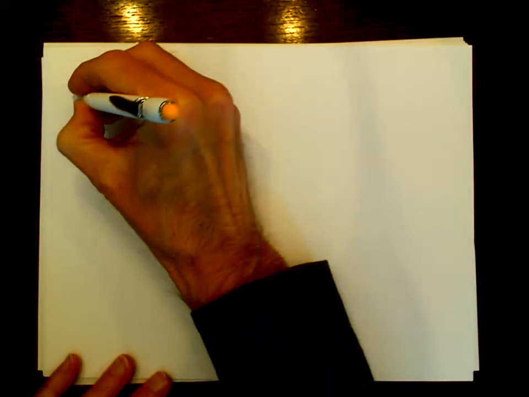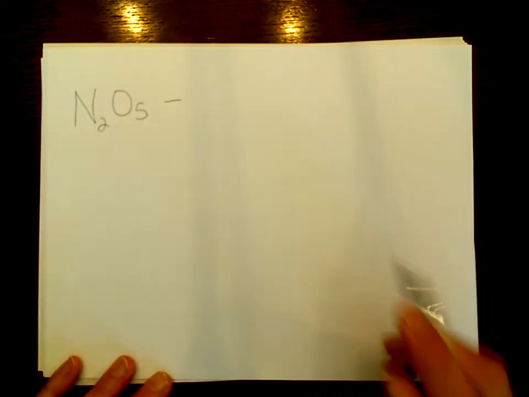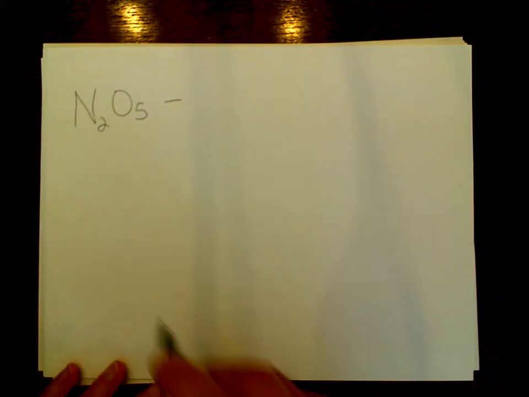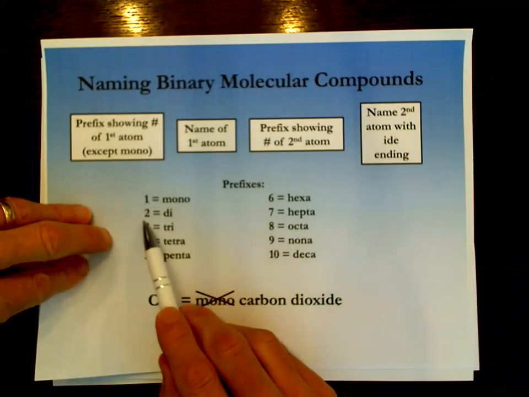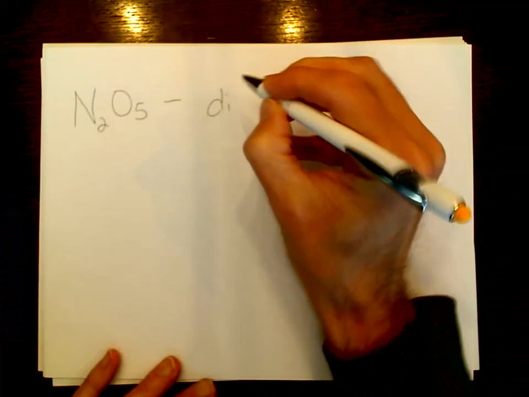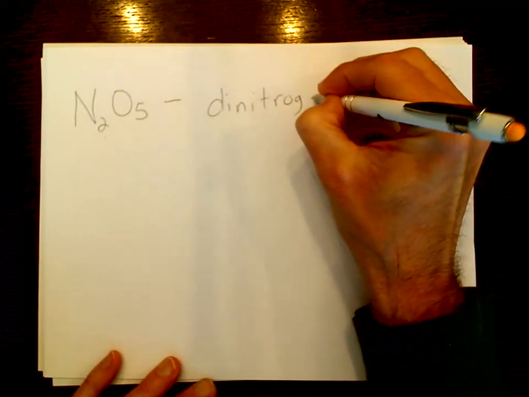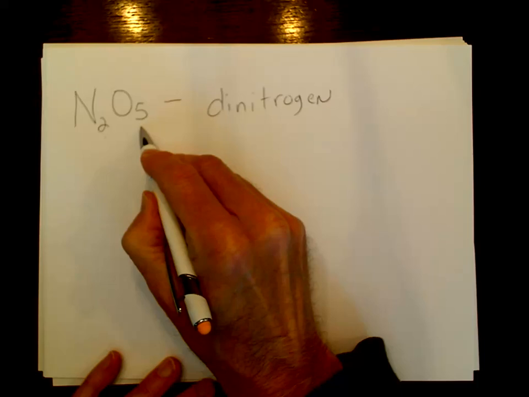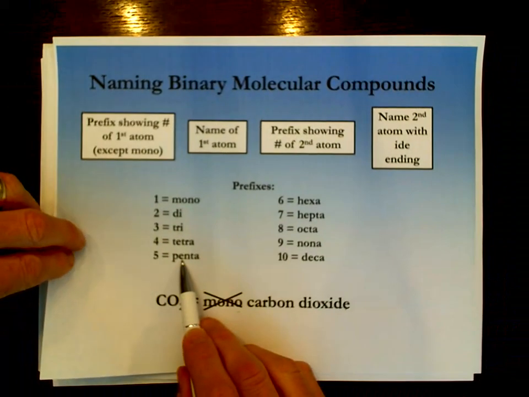Let's do a few more here. We're going to try N2O5. How are we going to name that one? Well, what's the prefix showing the number of the first atom? It's going to be 2 for di. It's going to be di what? Dinitrogen. Looks like 5 oxygens. What's the prefix for 5? Penta, like pentagon.